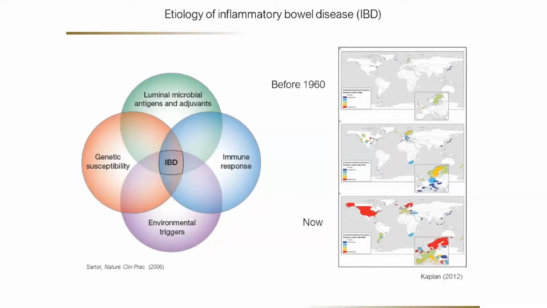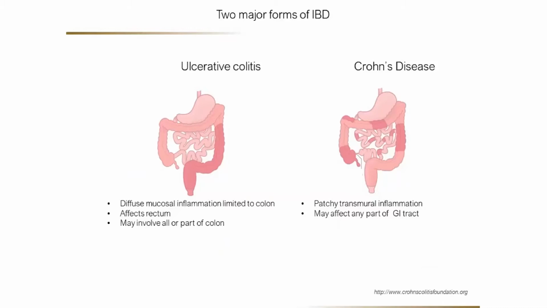IBD in general can be classified into two major forms, the first being ulcerative colitis and the second being Crohn's disease. While both of these diseases have some features that are common to both subtypes, ulcerative colitis is restricted to the colon and is continuous, whereas in Crohn's disease, this can occur in any part of the digestive system, and the lesions are patchy and often transmural. It's very likely that these two categories are actually made up of other subtypes as well, that hopefully one day could be stratified into learning how to treat specific patient populations.